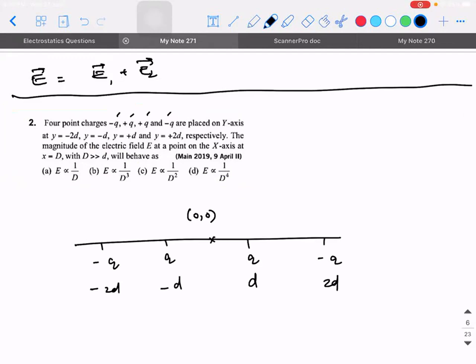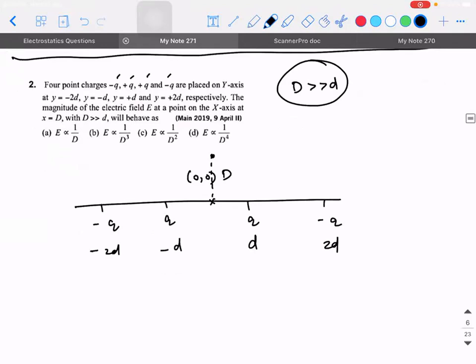The magnitude of the electric field E at a point on the x-axis at a distance x equal to capital D. So you need to find the electric field at a point on the x-axis, which is at a distance D, where capital D is very much greater than small d. Okay, this will behave like what?